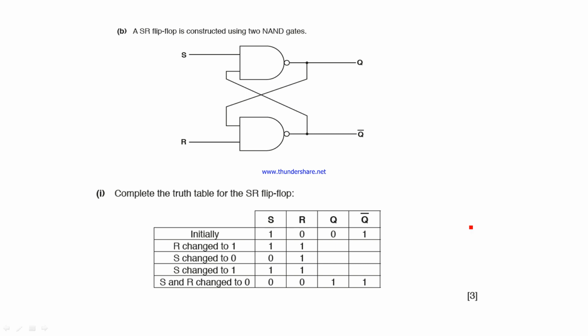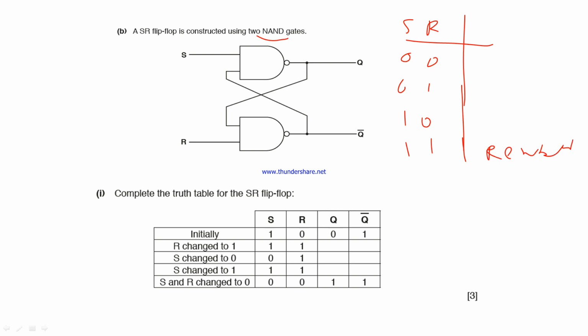This one is interesting also. Let's look at this one. This is a NAND gate. Things to remember for the NAND gate: you have the S and R, 00, 01, 10, and 11. For the NAND gate, you remember: remember, then reset, then set, then invalid. These are things you should remember. Now, what is given? S and R is given, and it's also given Q and Q dash.